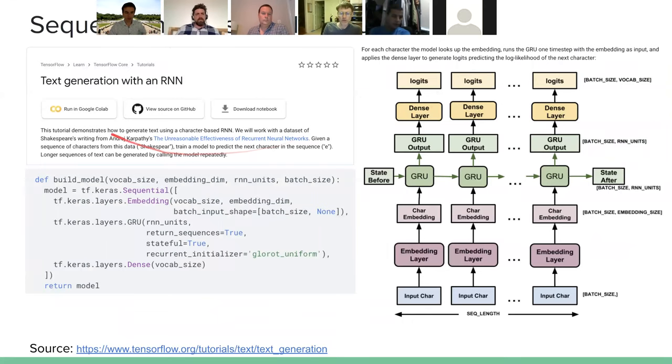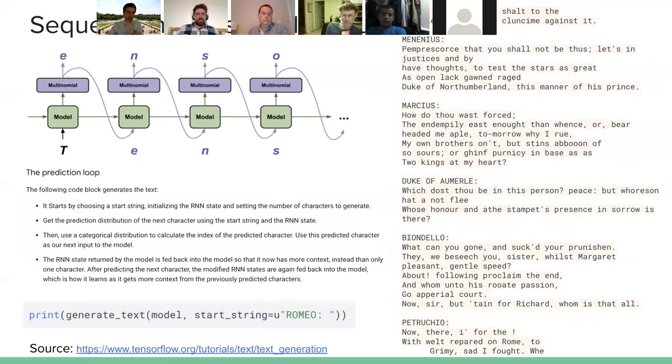Then on the TensorFlow tutorials, there's actually another model. We did next word prediction, and I think there's another network that does next character prediction. That's called character level text generation. You're not predicting the next word, you're actually predicting the next character. I think it was trained on a similar corpus as before.